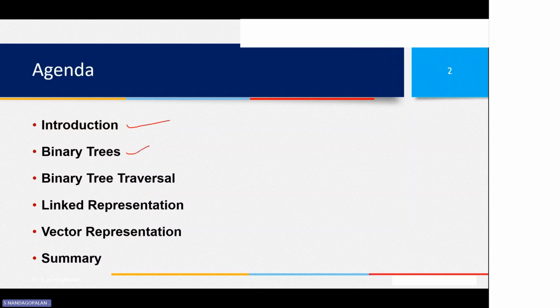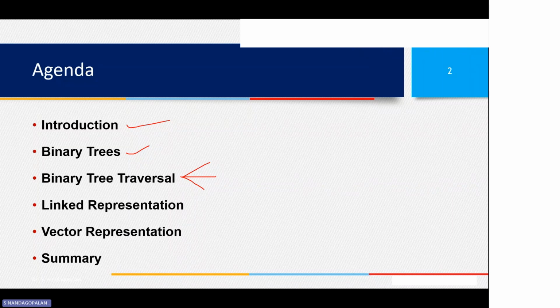Binary trees is the major topic of discussion. Of course, we do have general trees, but most of the operations which we are going to discuss will be on binary trees. So we'll try to understand the definition and major properties of these binary trees with examples. Then we have three traversal techniques that we'll be discussing.